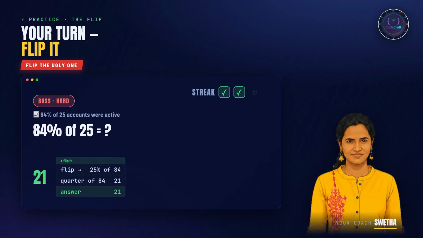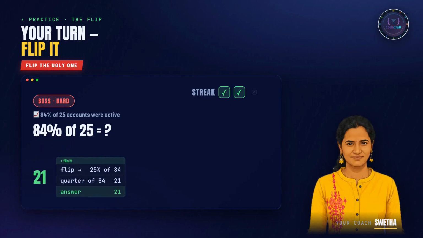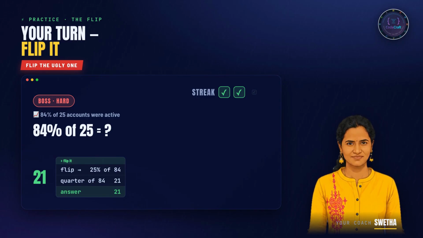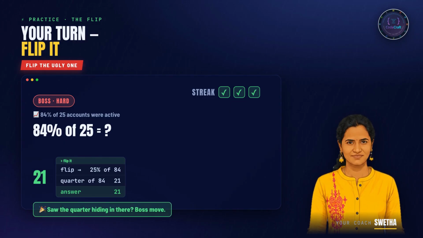Here's the magic. 84% of 25 equals 25% of 84. 25% is a quarter, and a quarter of 84 is 21. If you spotted the quarter hiding inside and flipped, that is exactly the mindset that makes hard ones easy.